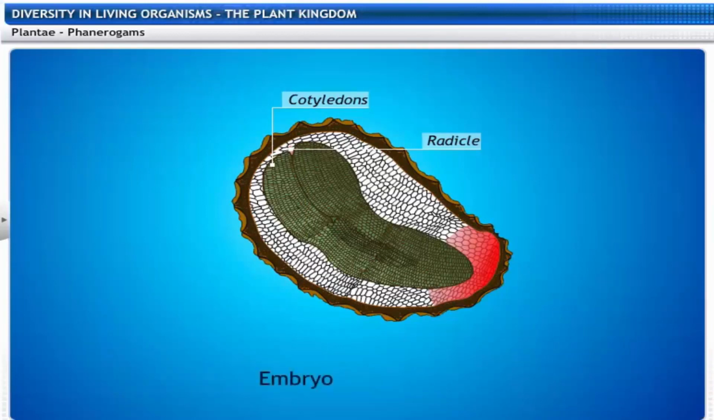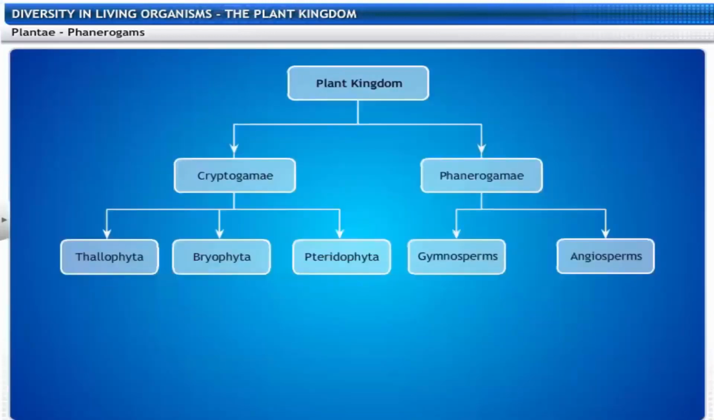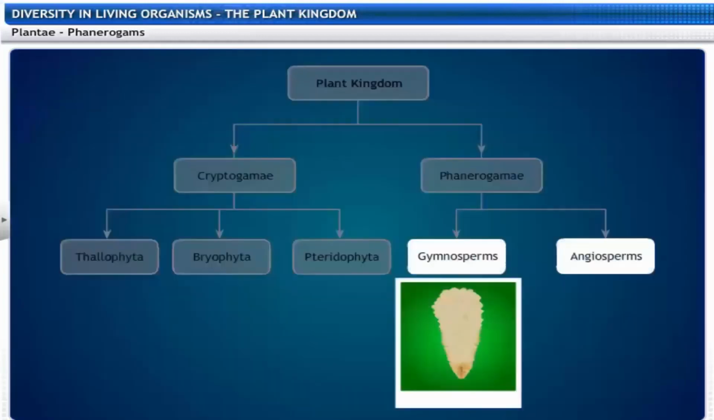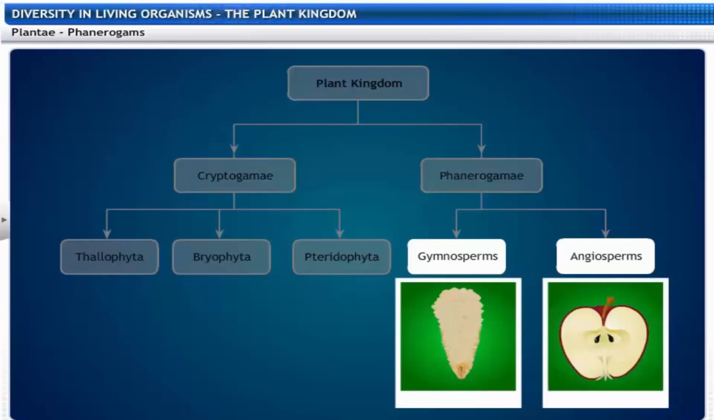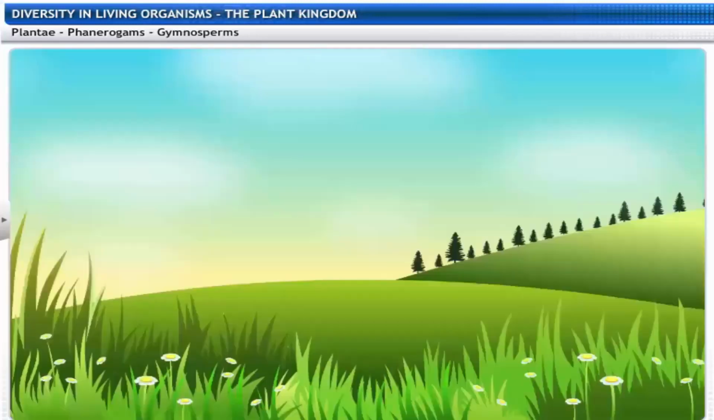Phanerogams contain embryo along with stored food that helps the embryo to germinate. Based on whether the seeds are naked or enclosed in fruits, phanerogams are further classified into gymnosperms and angiosperms.